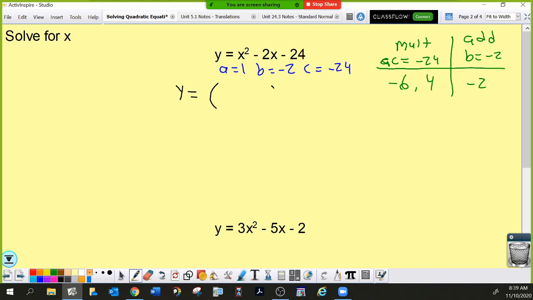This is where you write your two sets of parentheses. You put an x in the front and a fraction bar in the back. And then the numbers that you found are -6 and +4. And you cannot forget the most important part of the Lizzie method, and that is dividing by a. But a is 1. So when you reduce your fractions, you're just left with this. x minus 6 times x plus 4.